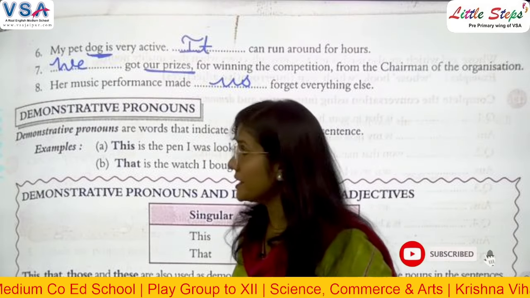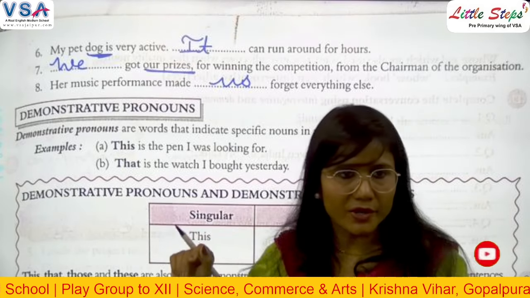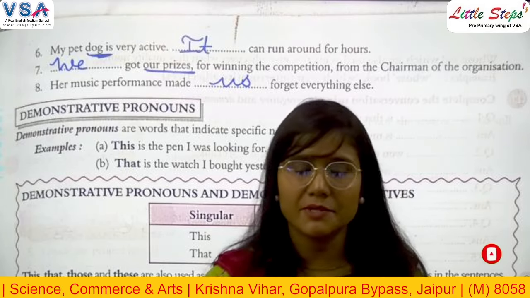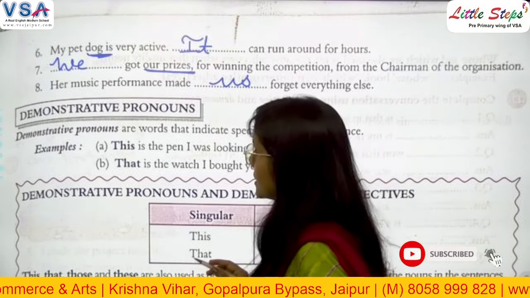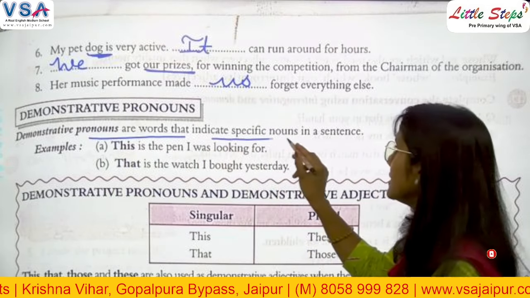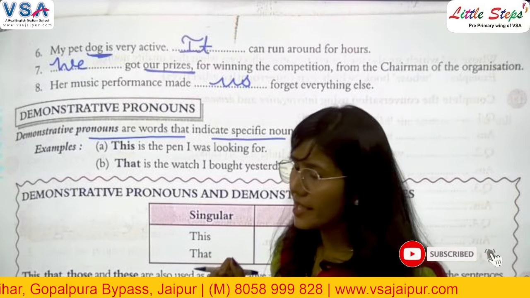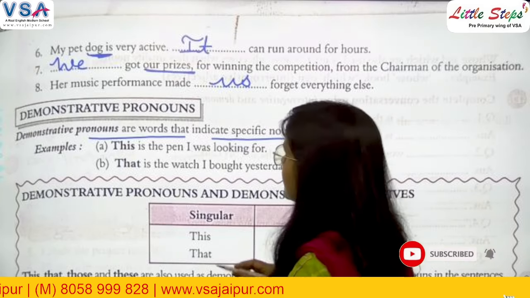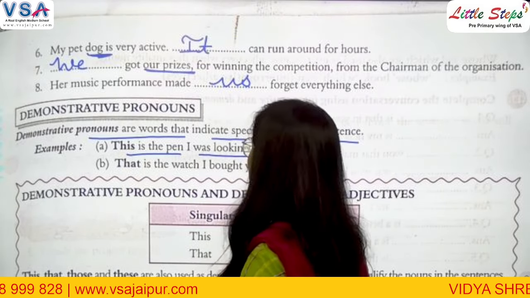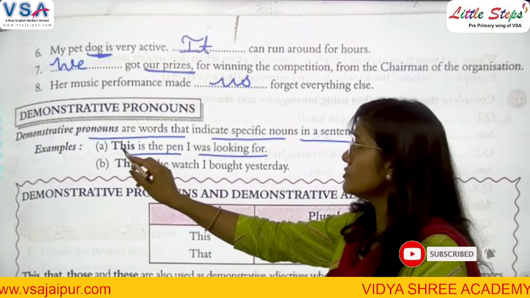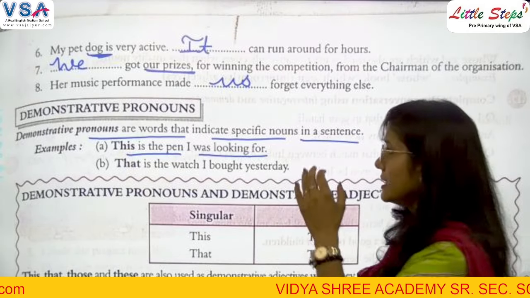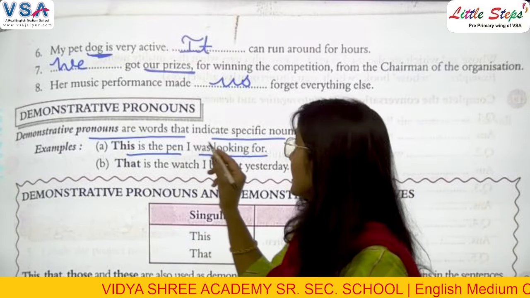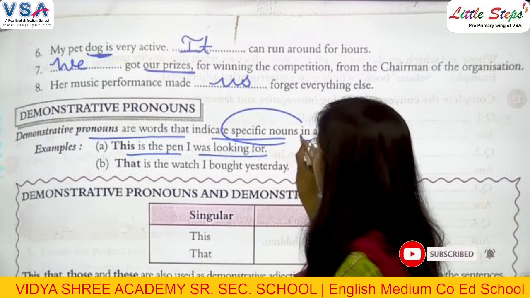Now your possessive is completed. Now demonstrative pronouns. Okay. And now you will know about the difference between demonstrative pronouns and demonstrative adjectives. Demonstrative pronouns are words that indicate specific nouns in a sentence. ये यूज किए जाते हैं किसी भी स्पेसिफिक नाउन को इंडिकेट करने के लिए. So now, this is the pen I was looking for. In this sentence, can you tell me what this is used for? Pen. Very good.